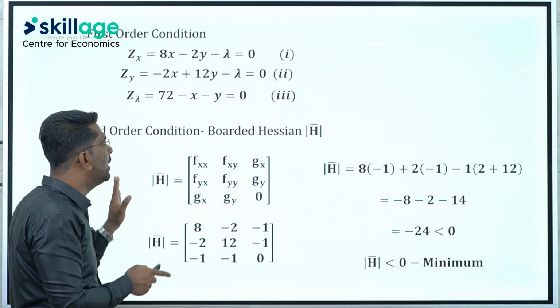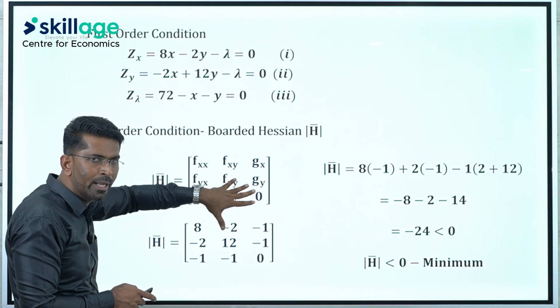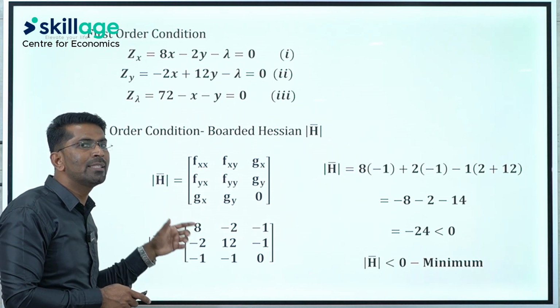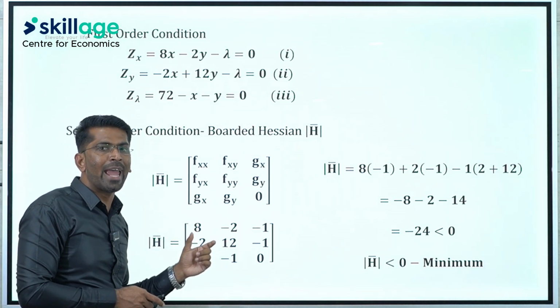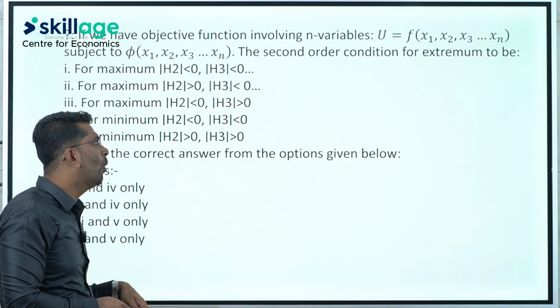So in this way, by creating the second order condition, that is the bordered Hessian, and looking at the bordered Hessian determinant value, we are determining whether the given function is a minimum or maximum.